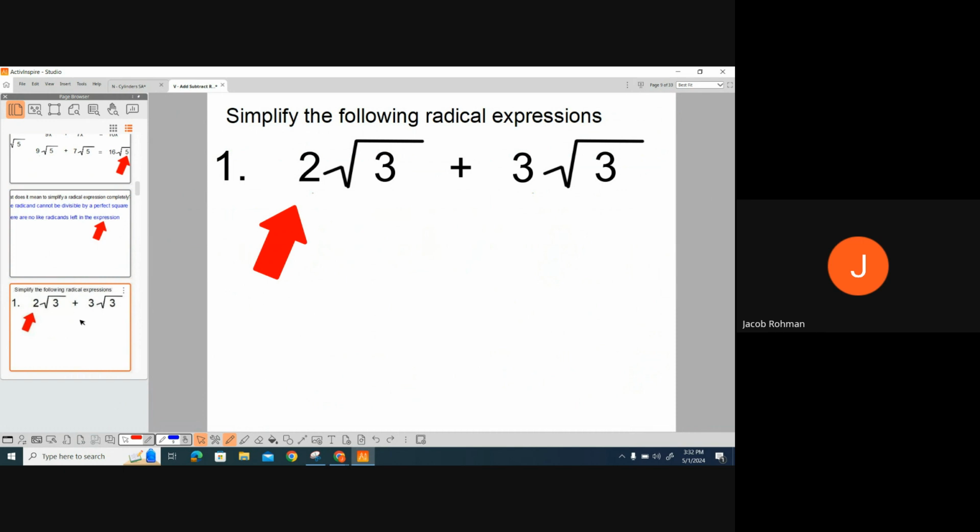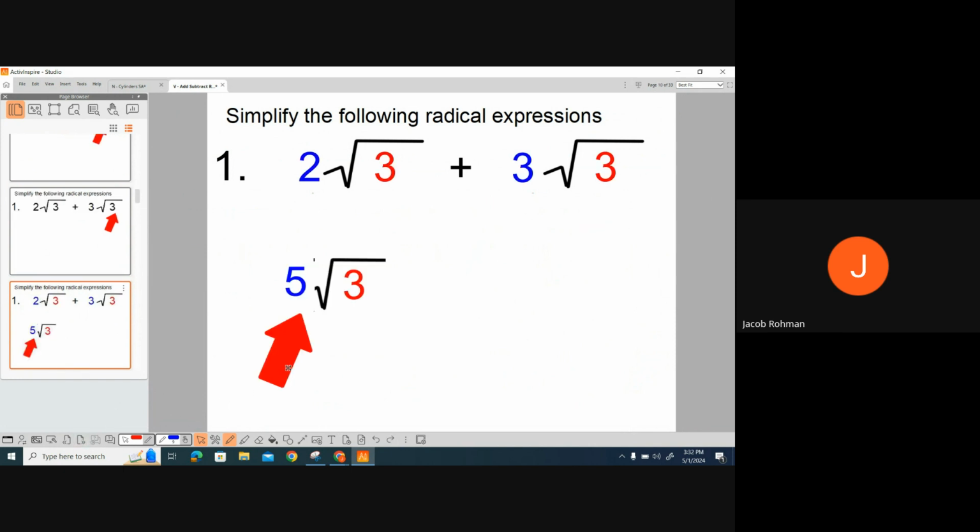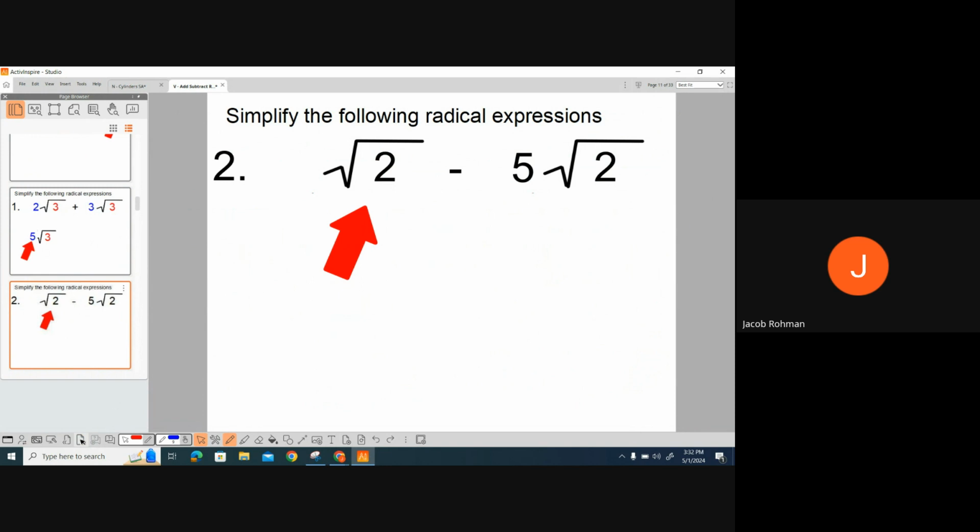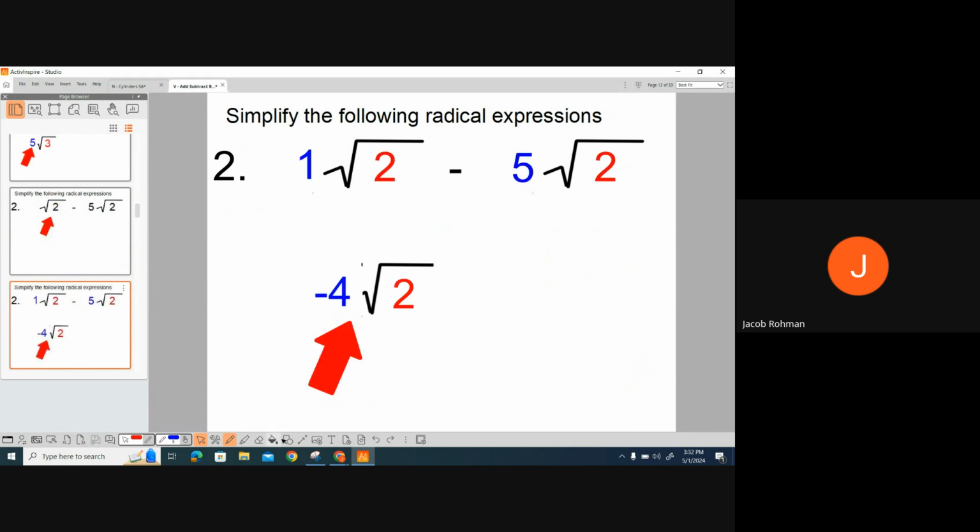Looking at example 1, we have 2 root 3 plus 3 root 3. We notice that the radicands of 3 are the same, so we can just take the coefficients of 2 and 3 and add them together to give us 5 root 3. Next, in number 2, it's understood that there's a 1 coefficient in front of this radical 2. Since they both have a radicand of 2, we can take the coefficients of 1 and negative 5 and put that together to say negative 4 root 2.